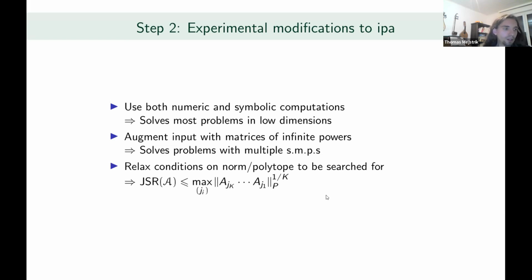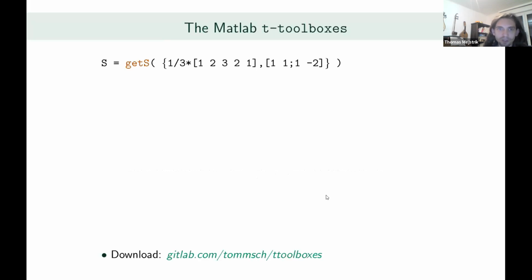And then another thing is currently the IPA searches for a norm under which also a polytope which is invariant under all matrices. We can relax this by searching a polytope which is invariant under matrix products of length k. And this k can actually be quite large. So currently we're working with something like 500. And this works nicely in some examples, in some not. So this is, like the title says, all experimental. And at the end of my talk, I will just show some applications.